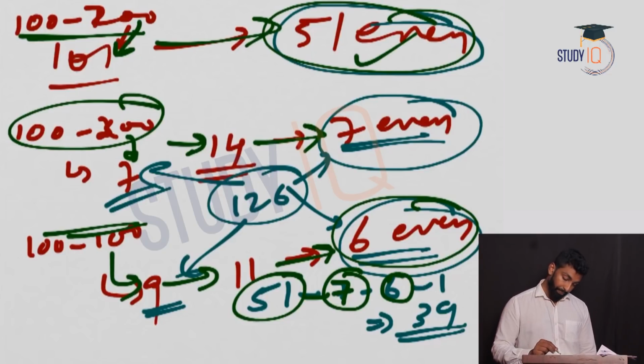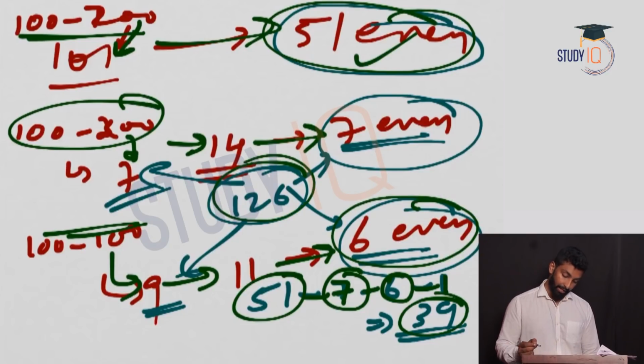The 6 even multiples of 9 we have added here, so we are subtracting that also, but during that process we are double counting this 126, right? So we are adding it back. You get the answer as 39.